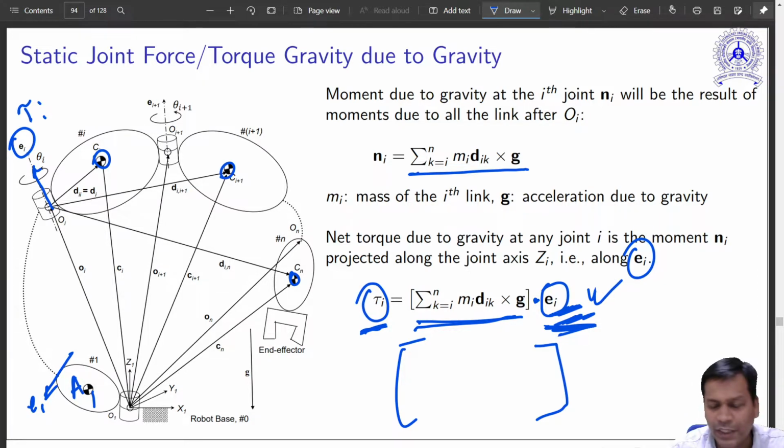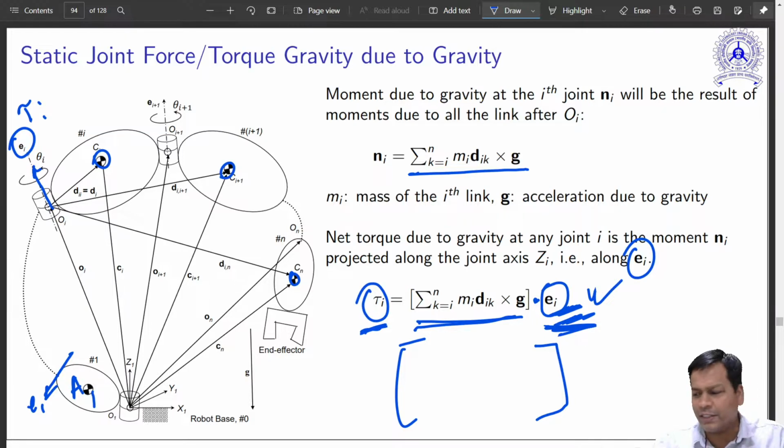Sir, excuse me. Yes, please. Sir, why are we not taking into account the previous link for torque? Let me just clarify this one. Just a sec.